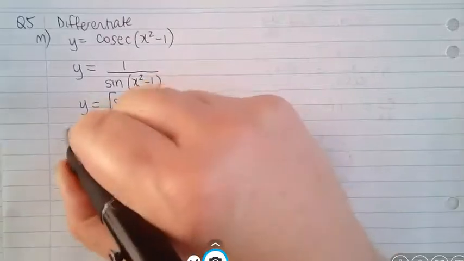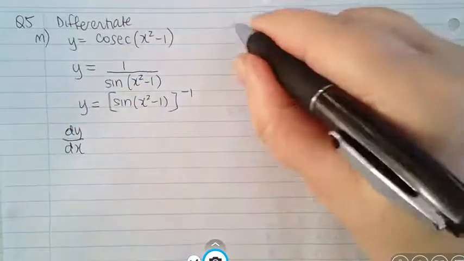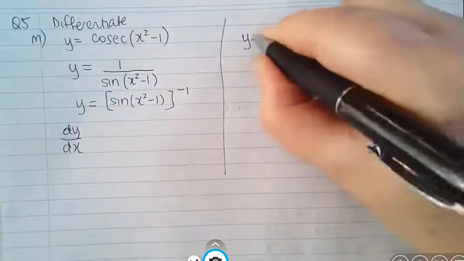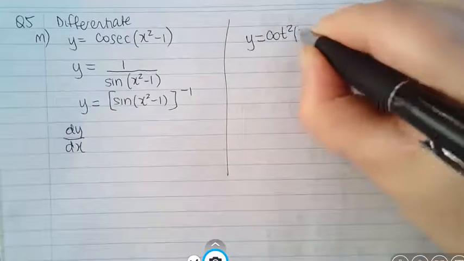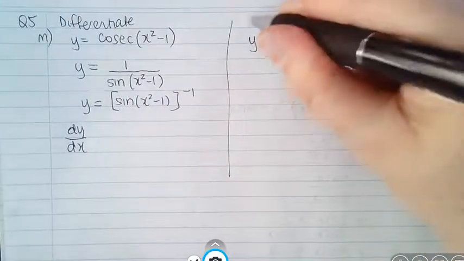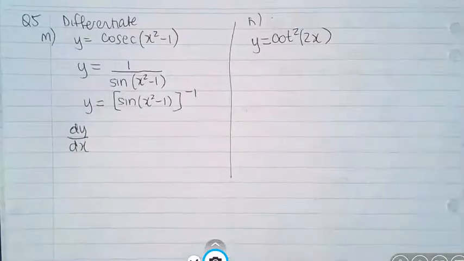So now the derivative is, so if anyone's waiting for another one, if you've done that, you can try this one. Y is cot squared 2x. That will be the next one after we've done this one. That's question N.